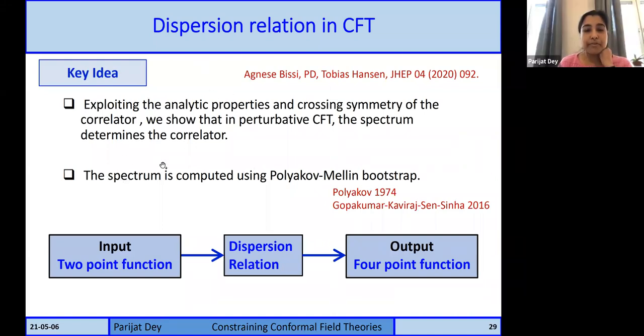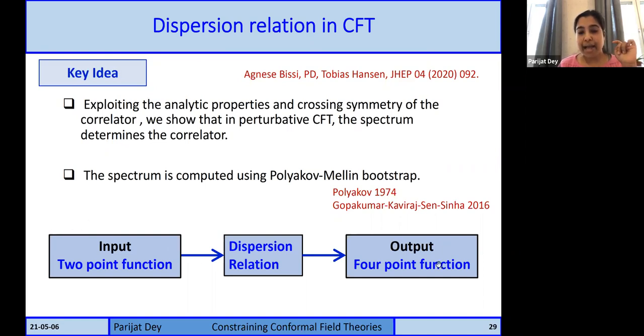So when we talk about this dispersion relation, we use the spectrum as an input, either by using some Polyakov-Mellin bootstrap. This was developed by Polyakov in 1974 and later reformulated by Gopakumar, Kaviraj, Sen and Sinha recently. You can use these tools to compute the spectrum.